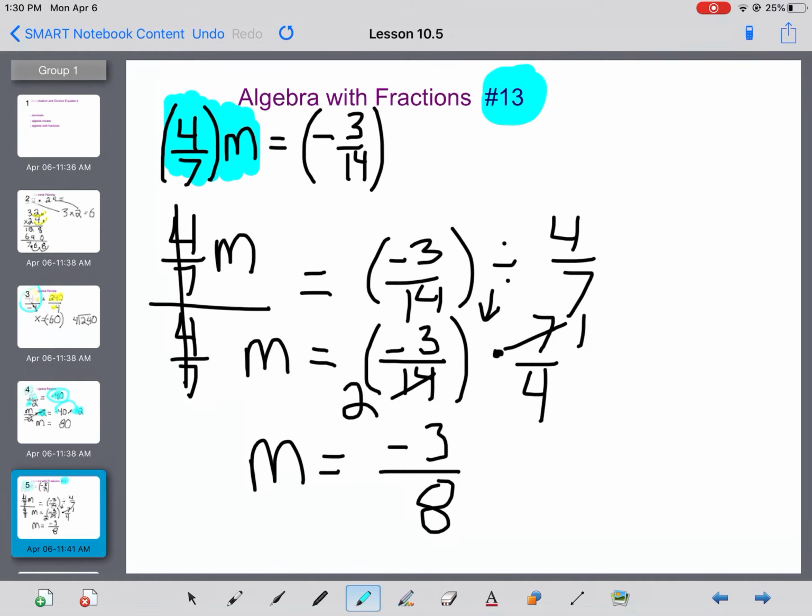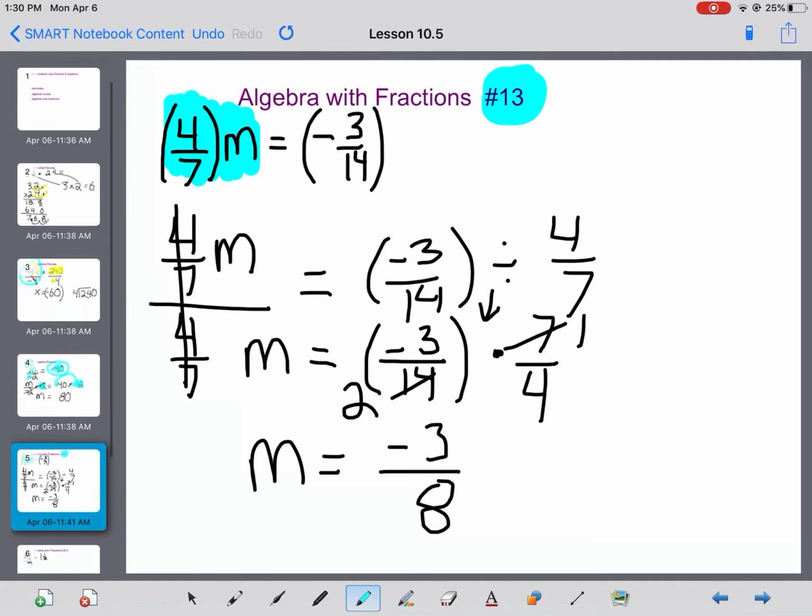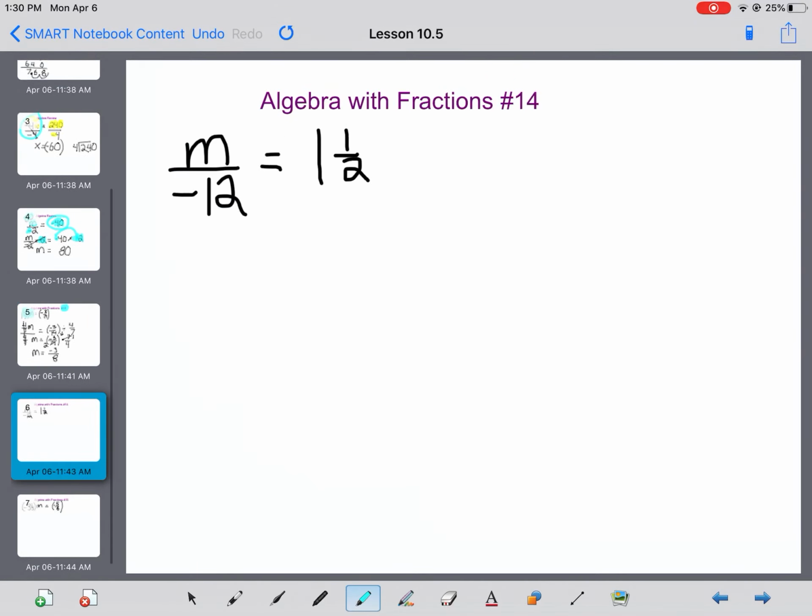You'll notice I forgot to highlight up here. This is question 13 out of your book. So I'm picking exact questions out of your book so you have examples of how to do them. All right, let's do another one.